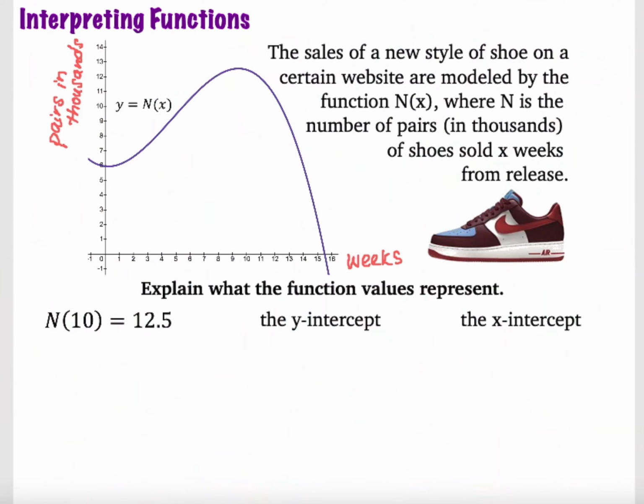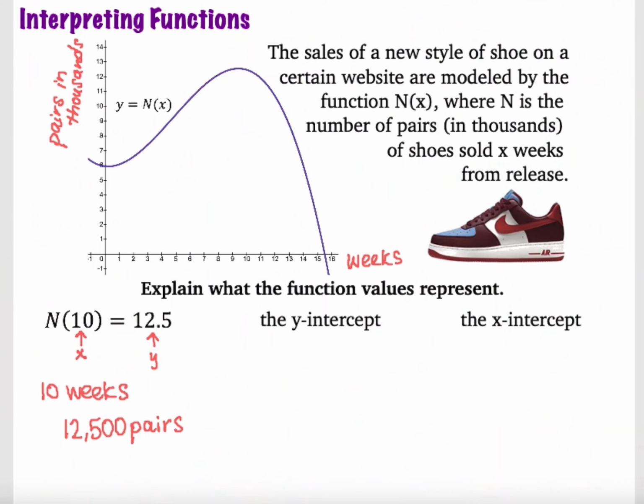Explain what these function values represent. So when it says n of 10 equals 12.5, remember, this is representing an input, and this is representing an output. So the input, the x value, is the weeks. So 10 weeks after release, we would be selling, well, 12.5 thousand. 12,500 pairs is how many we would have sold in, I guess, week 10, right?